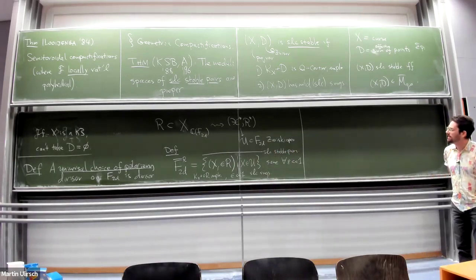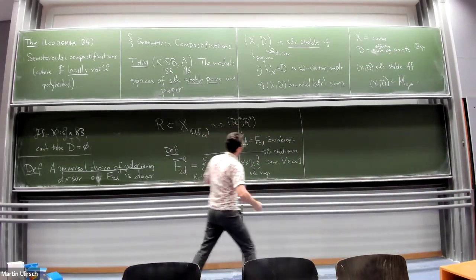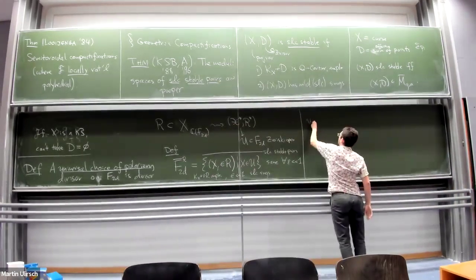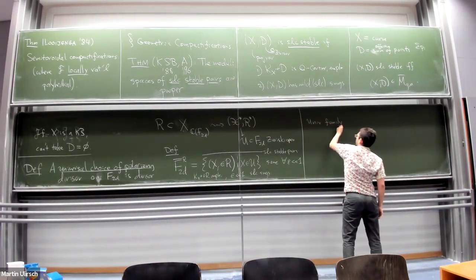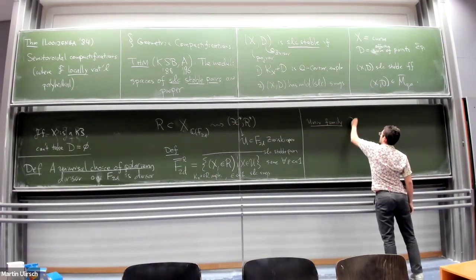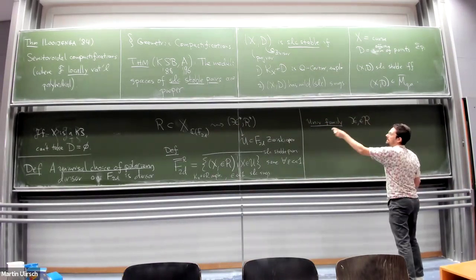Okay, so we have a compactification, and the nice thing about it is that it has a universal family, right? There's a universal family of stable SLC pairs. I'll just use notation and still call it, I called it star first.